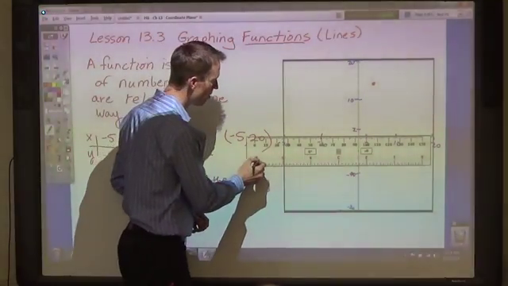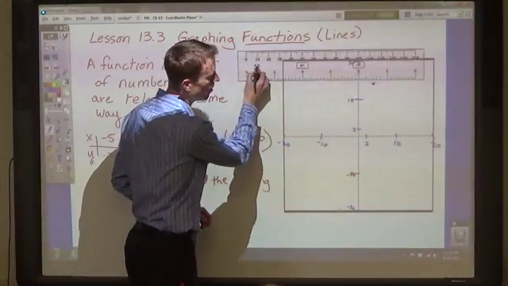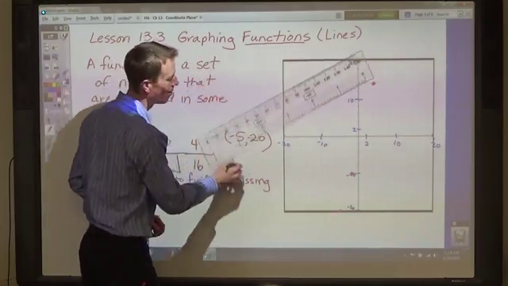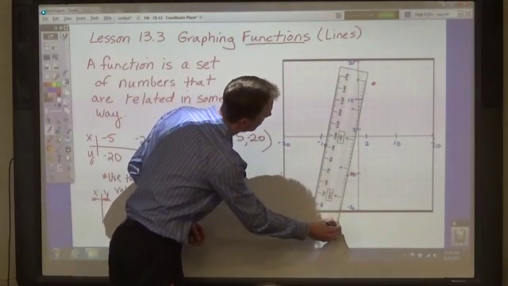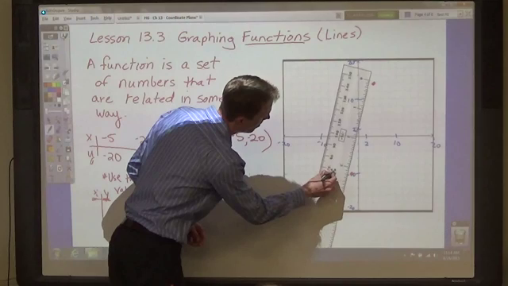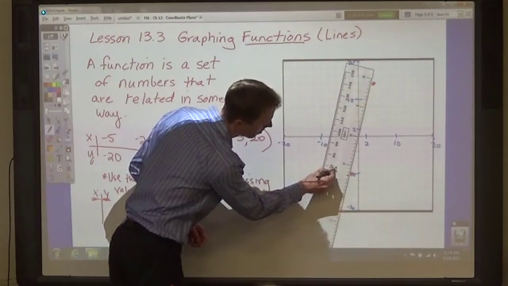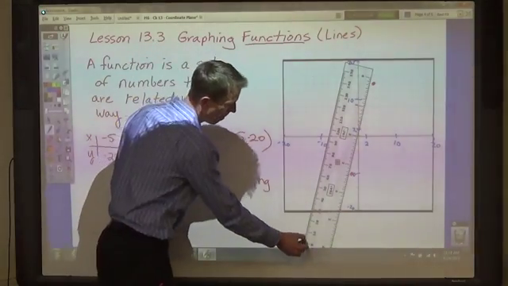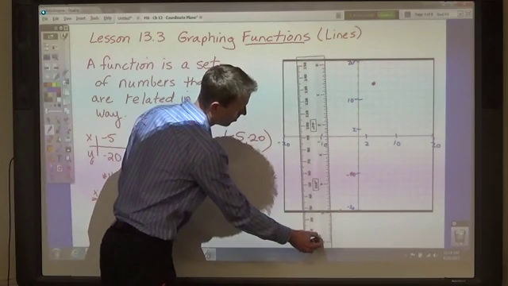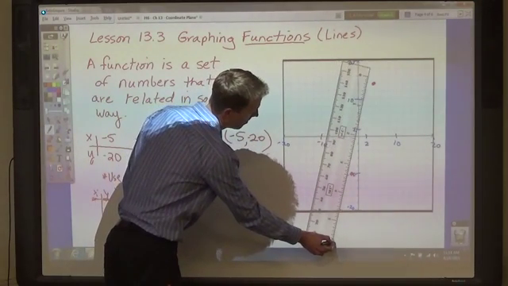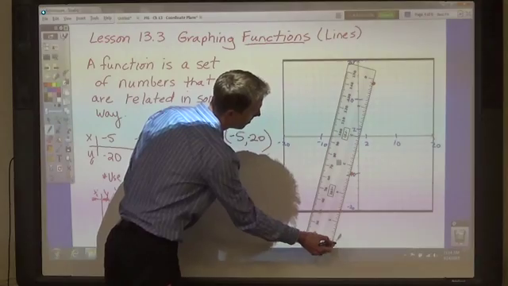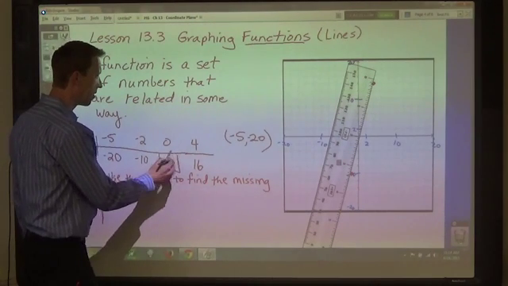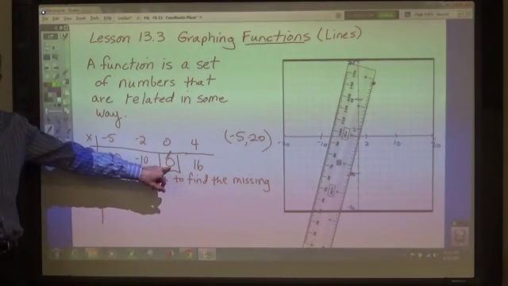So if I were to use my ruler, just line it up with the dots. So it goes through what? It goes through 0, 0, doesn't it? Yeah. The origin. The one we're missing is 0, 0. Okay?